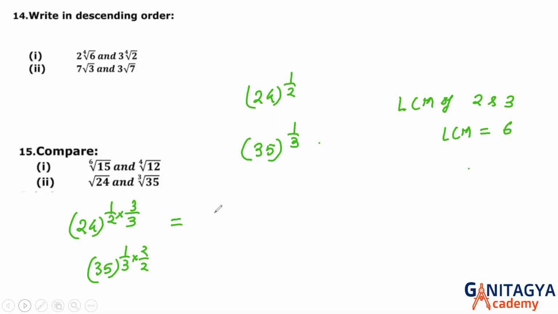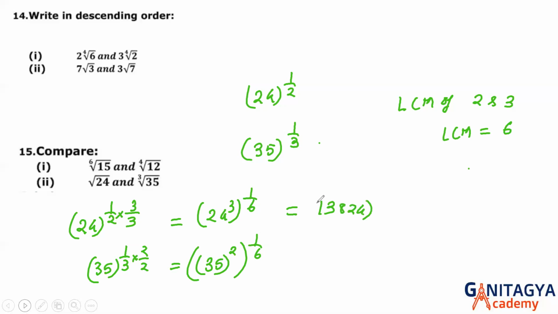So this is nothing but 24 cube power 1 by 6 and this is nothing but 35 square and power is 1 by 6. Am I correct? है ना? So 24 cube, how much did you get? 13,824. Perfect. So this is 1 by 6, and the second one is nothing but 35 square, 1,225. Very nice. So do you know the method of finding the square of a number ending with 5?